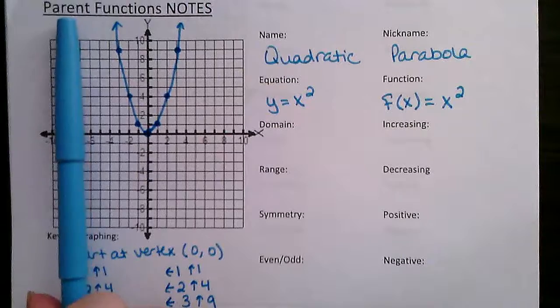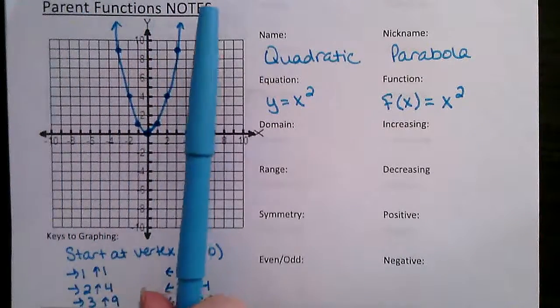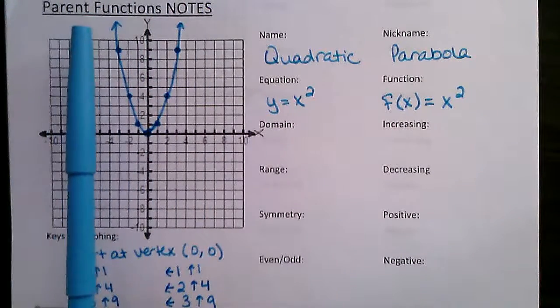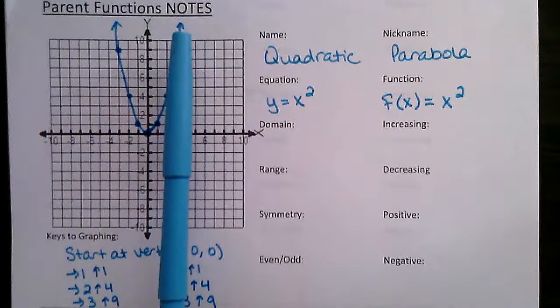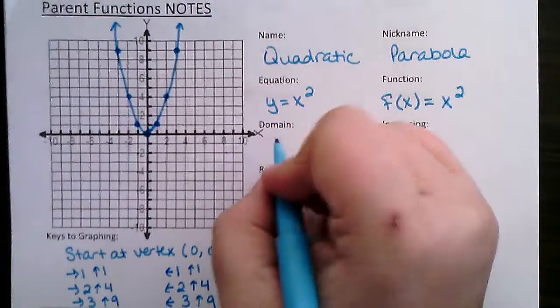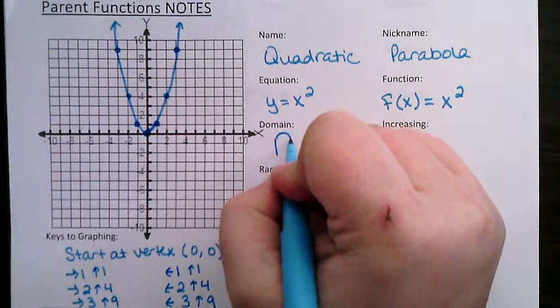Okay, so then domain. Domain, to get to the domain, we move from left to right. So if I'm moving from the left, the first thing I hit is an arrow, so that means infinity. And the last thing I hit is an arrow, which also means infinity. So for the domain of a parabola, it's all real numbers.